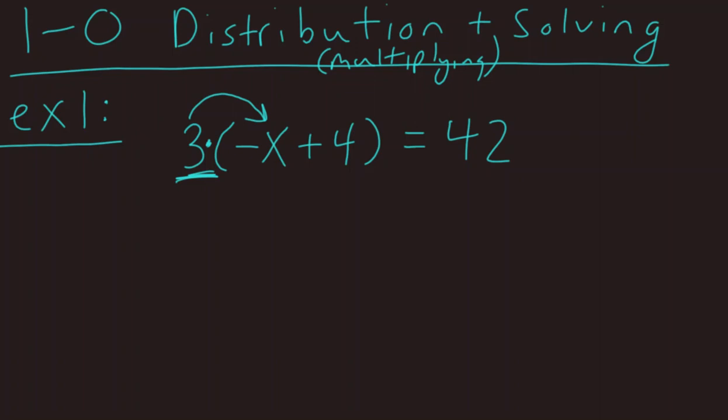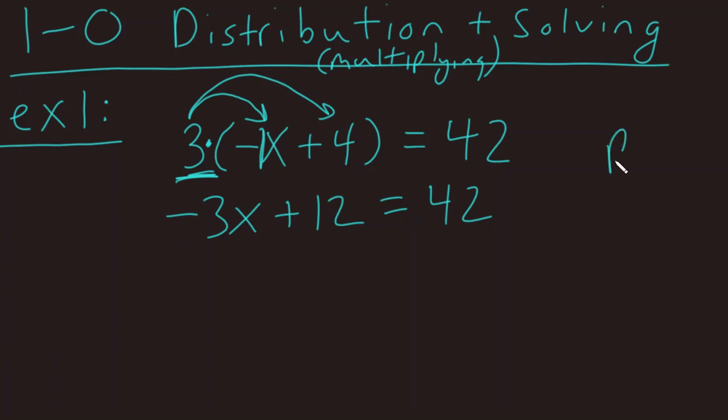And remember, when there's no visible number in front of an x, there's assumed to be a 1. So what is 3 times negative 1? Well, that's negative 3x. Now I draw my second arrow, and what is 3 times 4? Well, that would be 12, is equal to 42.